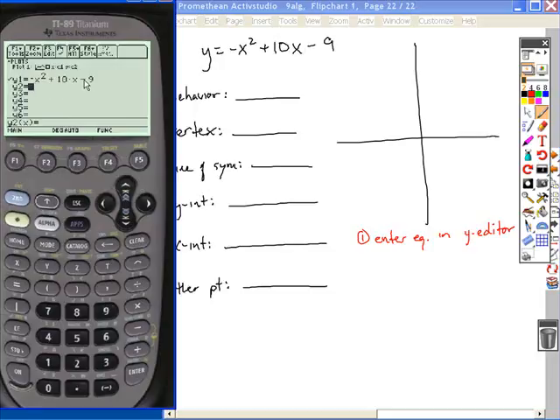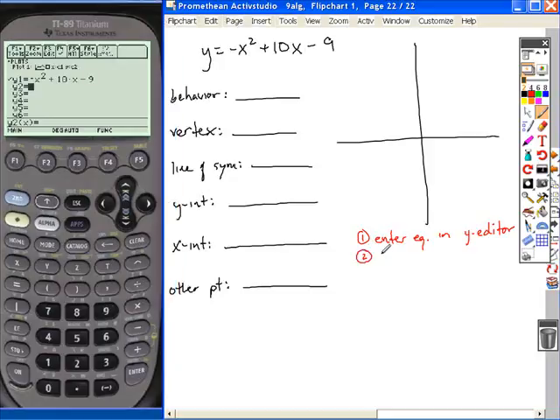Is your A, B, and C values exactly what you expect them to be? Our A is -1, check. Our B is +10, check. Our C is -9, check. Okay, so enter that equation carefully. And next, what I would then do is answer the behavior question.